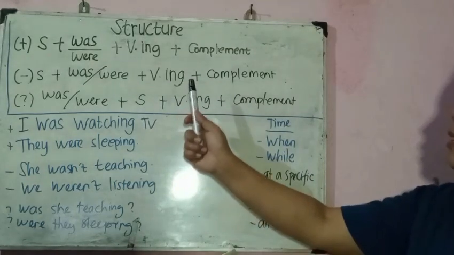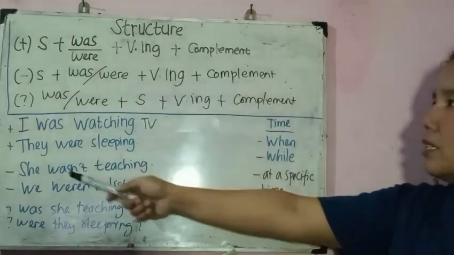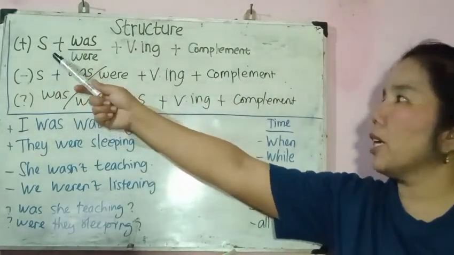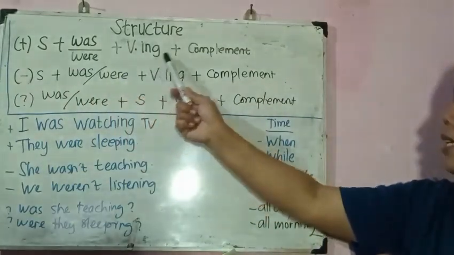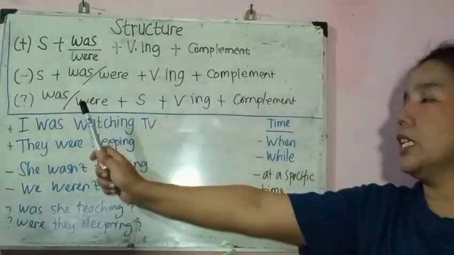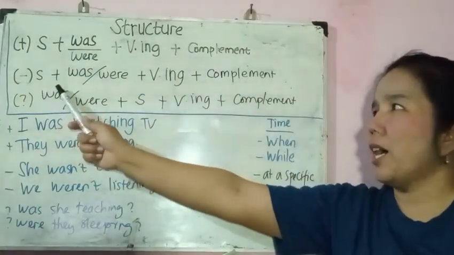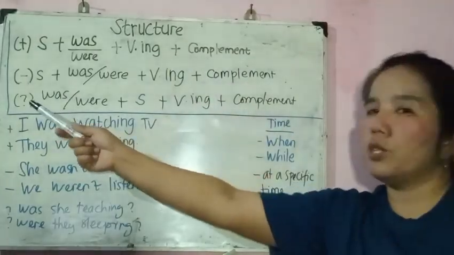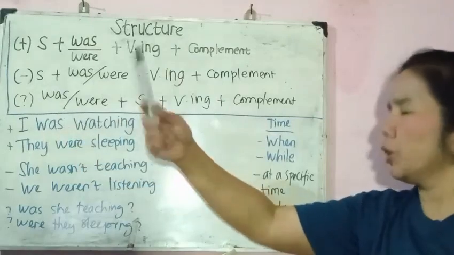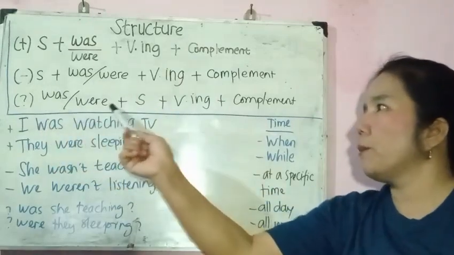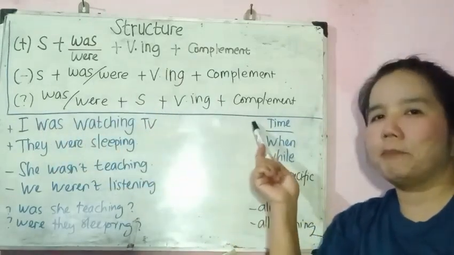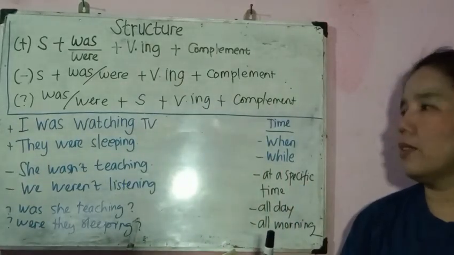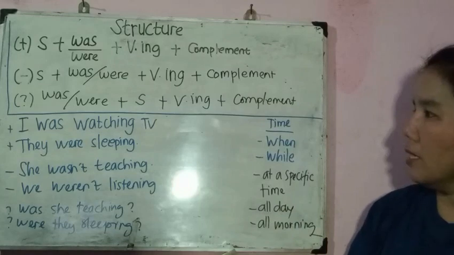And the structure for past continuous tense is, in a positive sentence, we use subject plus was/were plus verb-ing plus complement. In the negative sentence, we use subject plus was/were not plus verb-ing plus complement. And in a question sentence, we use was/were plus subject plus verb-ing plus complement.